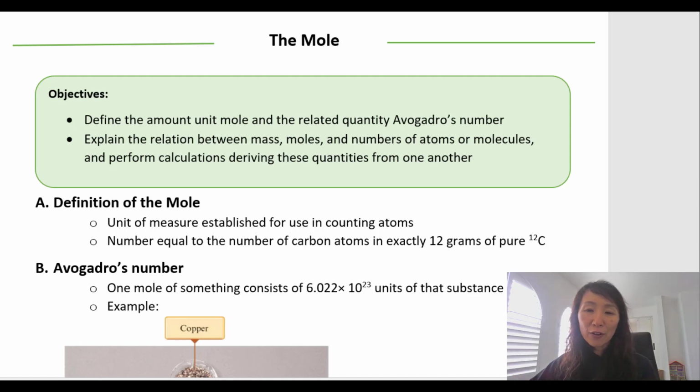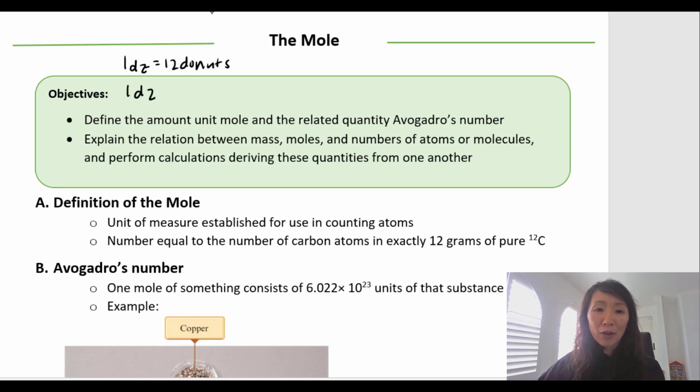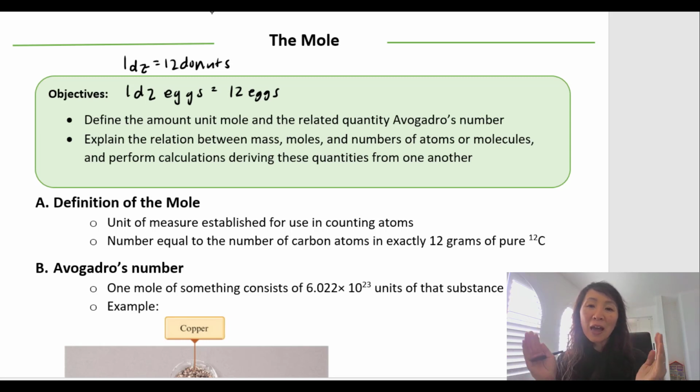In this video, we'll cover the mole. When you go to a donut shop and you ask for 1 dozen donuts, how many donuts do you receive? For every 1 dozen, you receive 12 donuts. Well, if you ask for 1 dozen eggs at the market, then you get 12 eggs. So the word dozen refers to how many the package contains, right?